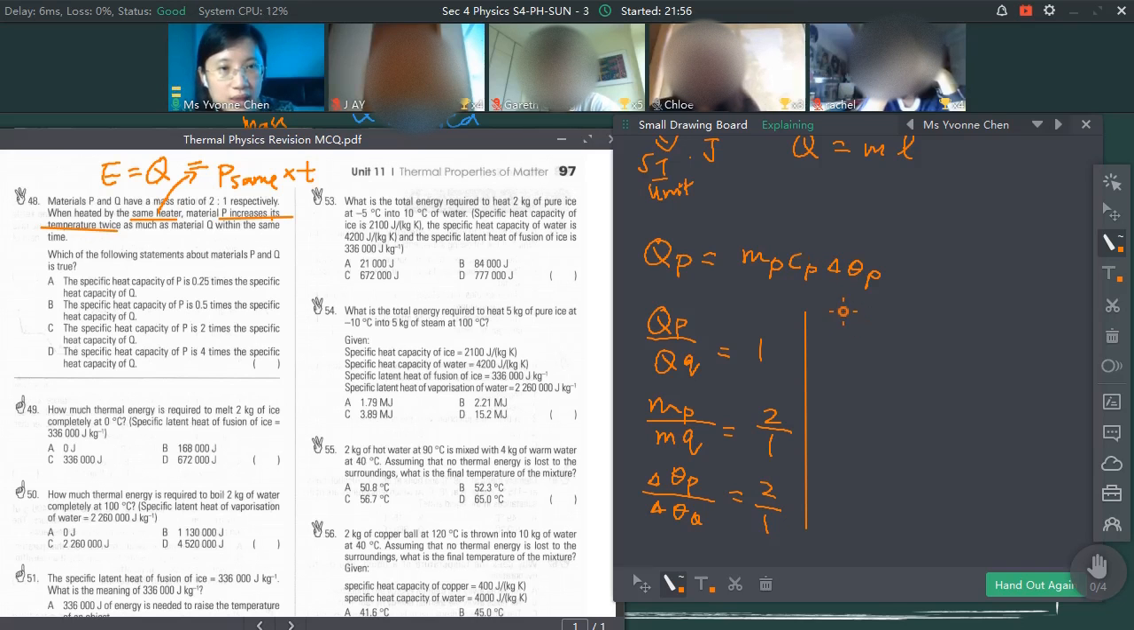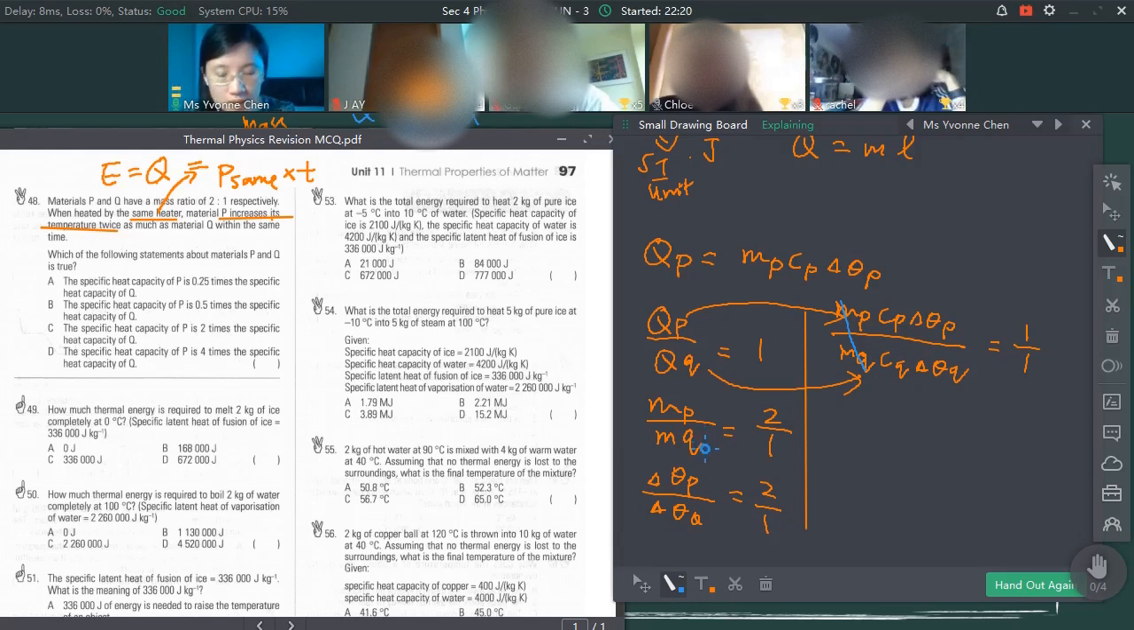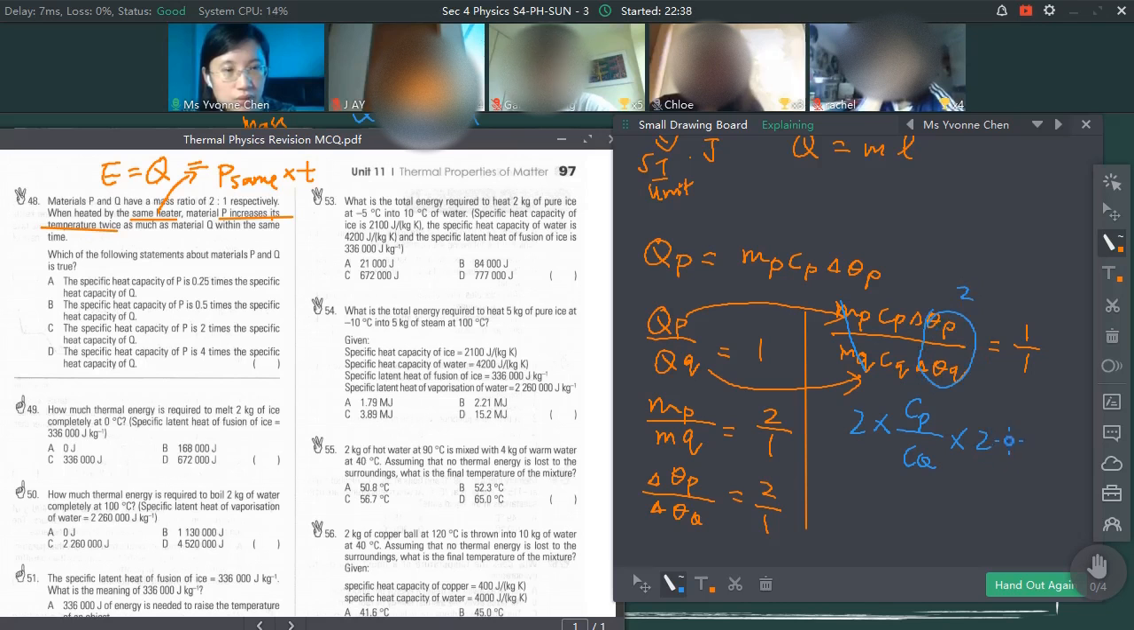So then we can do a bit of mathematics here. MP CP δθP over MQ CQ δθQ equals 1:1, because it's just a substitution. This ratio MP over MQ is 2:1, so I can replace this with 2, times CP over CQ, times another 2 for the temperature ratio, equals 1:1.